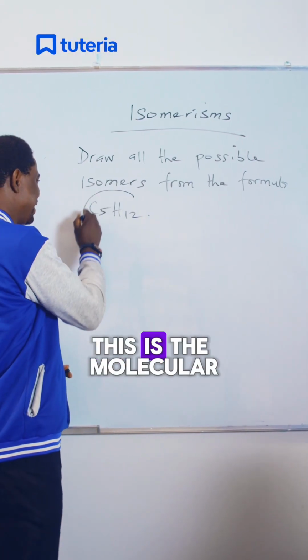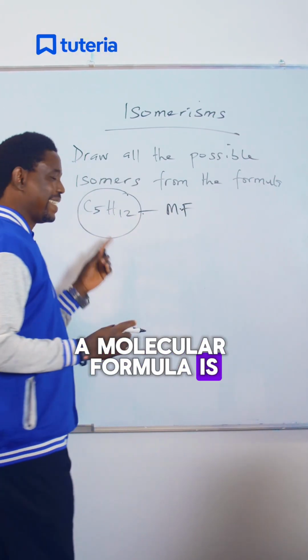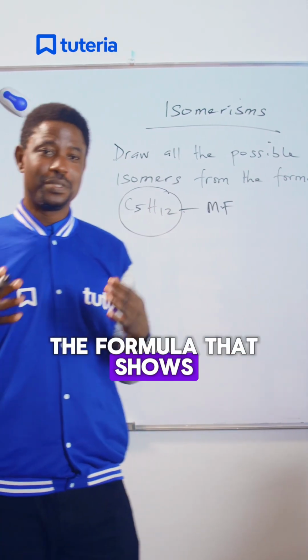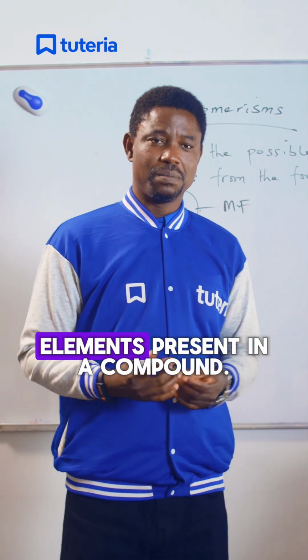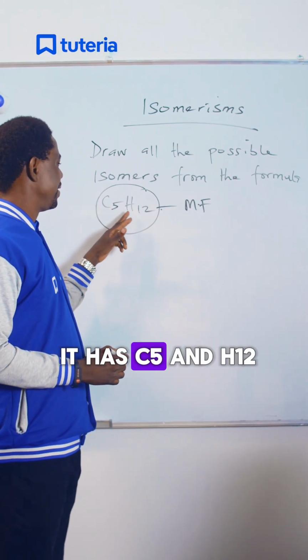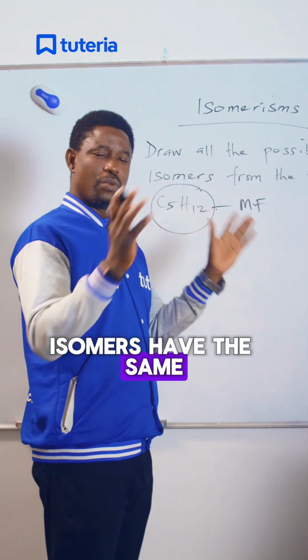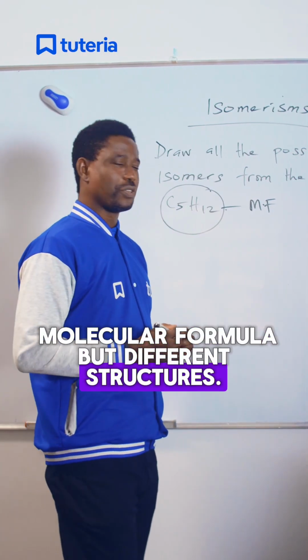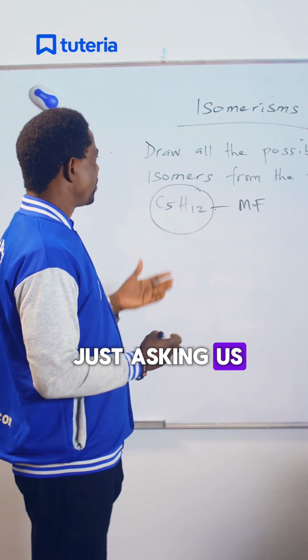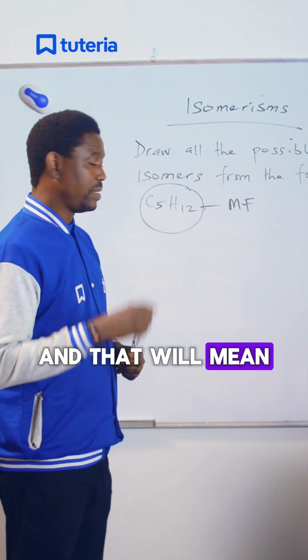This is the molecular formula. A molecular formula is the formula that shows the actual number of elements present in a compound. This is a hydrocarbon and it has C5 and H12. From the definition, I said isomers have the same molecular formula but different structures. So the question is just asking us, what are the different structures that we can draw from this? And that will mean different compounds.